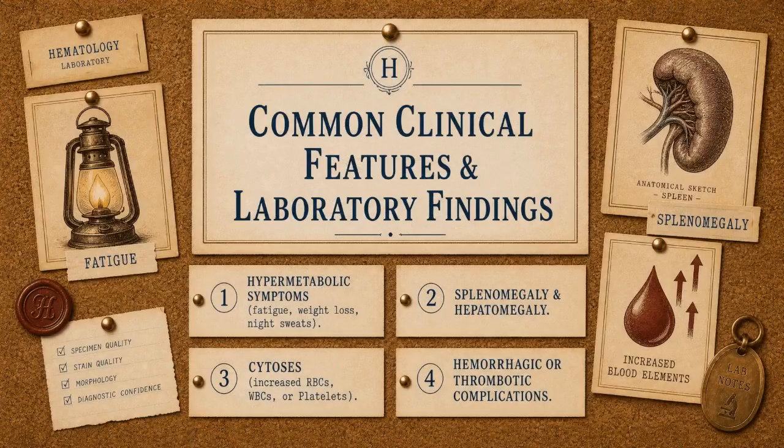Alright, histotechs, let's talk about the big picture. What do these MPNs actually look like in a patient, and what are the general clues we gather from the lab? Many MPNs have an insidious onset, meaning they creep up slowly, often without dramatic symptoms at first. Patients might experience fatigue, unexplained weight loss, low-grade fever, or drenching night sweats. As the disease progresses, we might see splenomegaly or hepatomegaly. And here's a tricky part: despite having too many cells, patients can experience both thrombosis and bleeding.